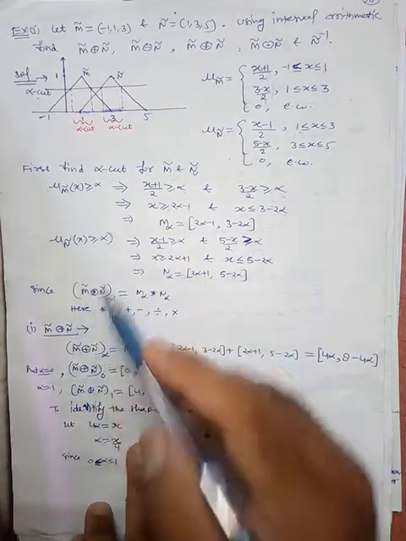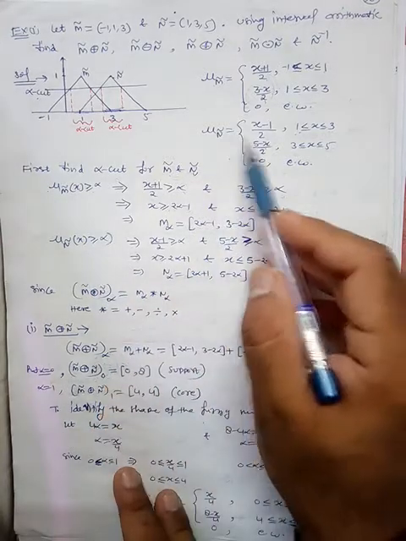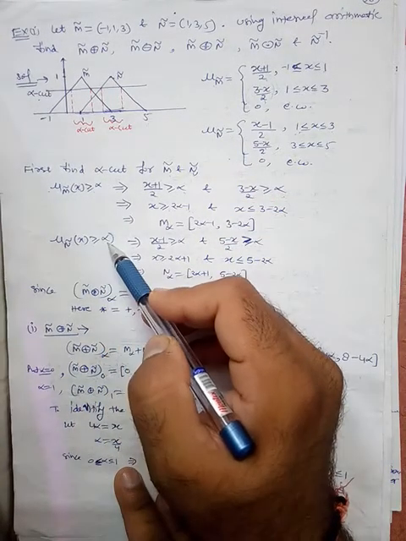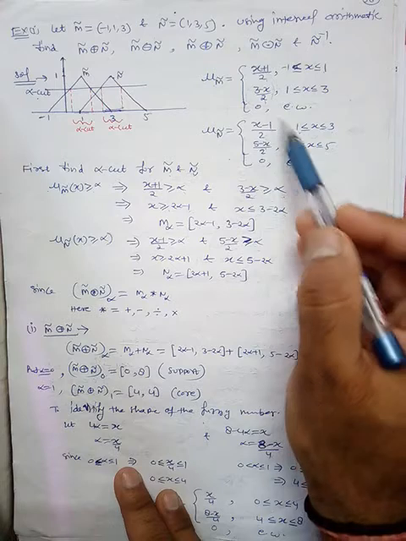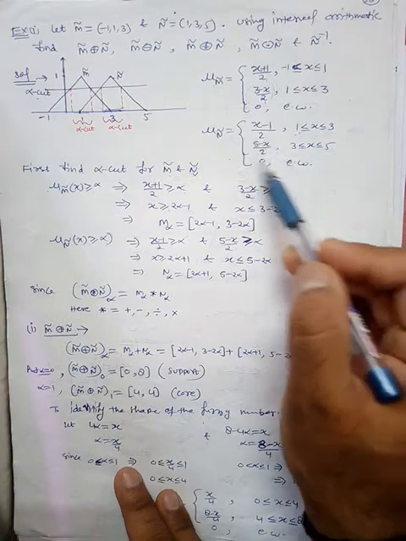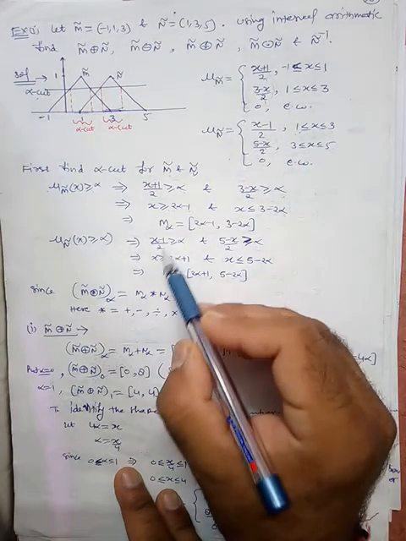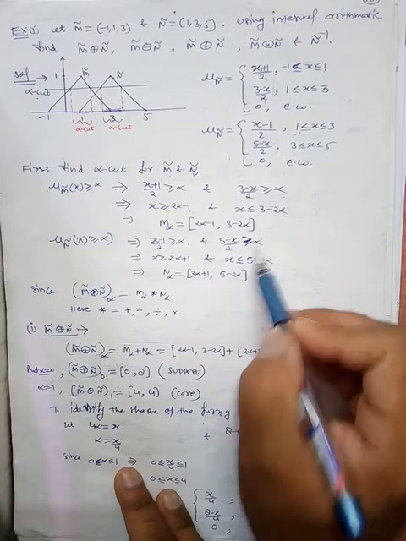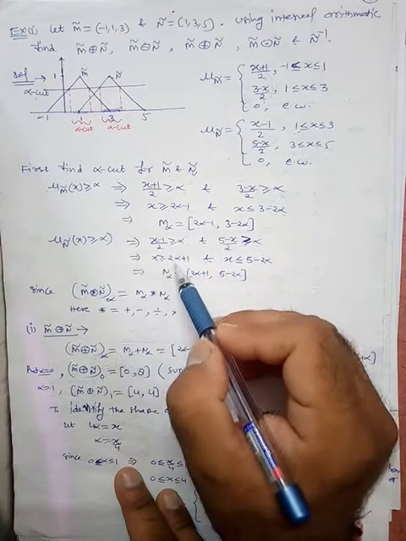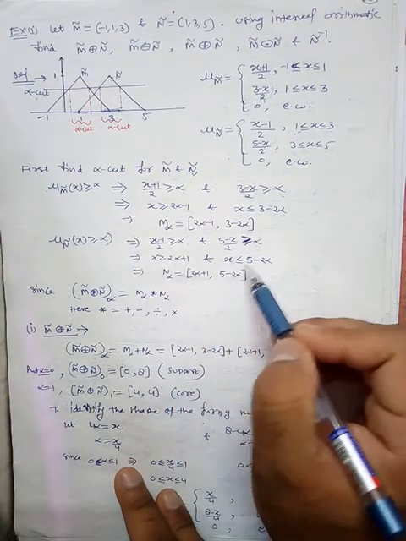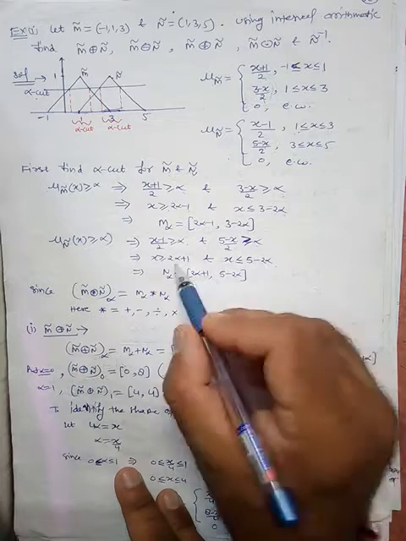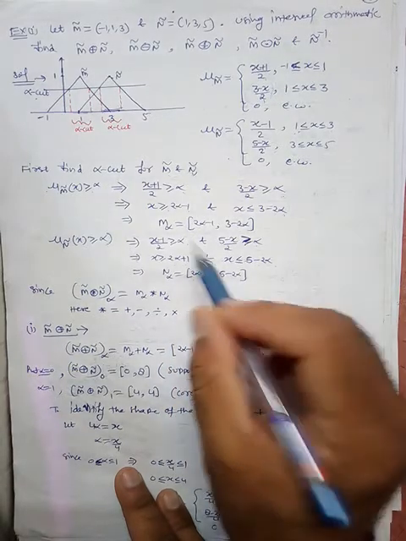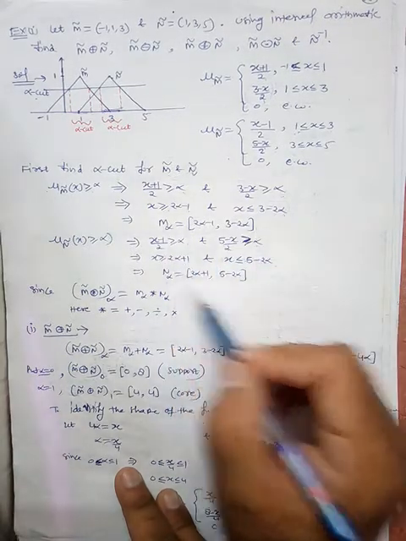Similarly, alpha cut for n. So just take this mu n x is greater than or equal to alpha. That means this quantity should be greater than alpha, and this quantity should be greater than or equal to alpha. So x minus 1 by 2 is greater than or equal to alpha, and 5 minus x by 2 is greater than or equal to alpha. So from here x is greater than or equal to 2 alpha plus 1, and from here x is less than or equal to 5 minus 2 alpha. So they will constitute n alpha, 2 alpha plus 1 to 5 minus 2 alpha. So now we get m alpha and n alpha.